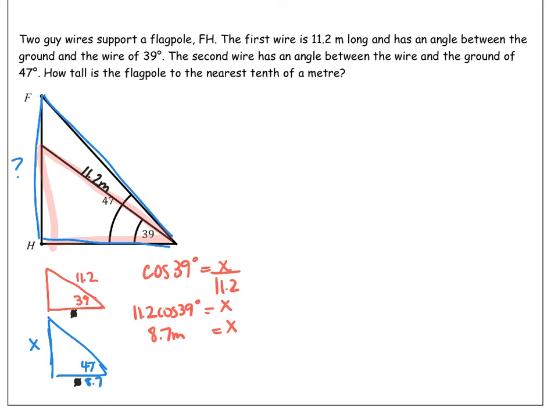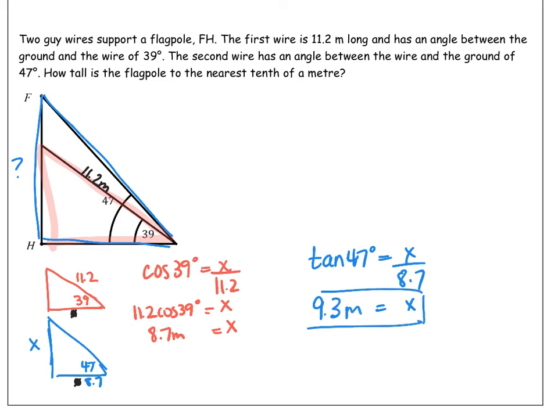And then I can just do the same thing. So this is going to be opposite and adjacent, which is tangent. So tangent of 47 is x over 8.7. And when I multiply by 8.7, I get 9.3 meters.